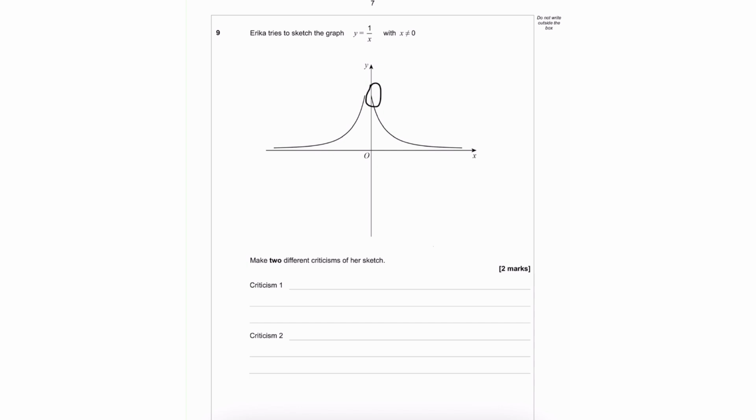So the first criticism I would have here is the graph shouldn't touch the y-axis.